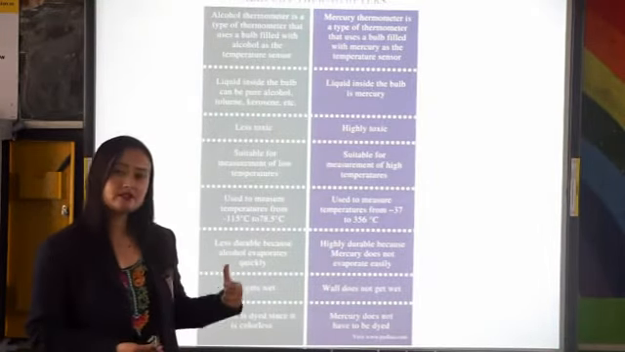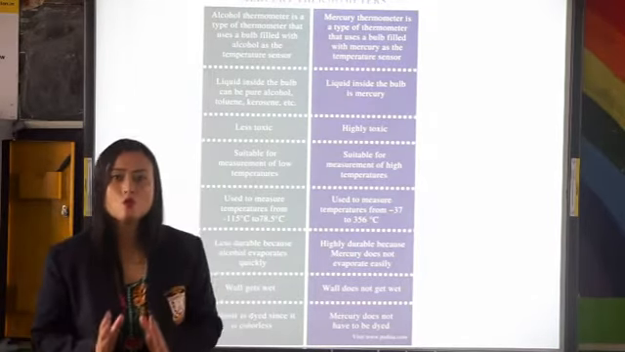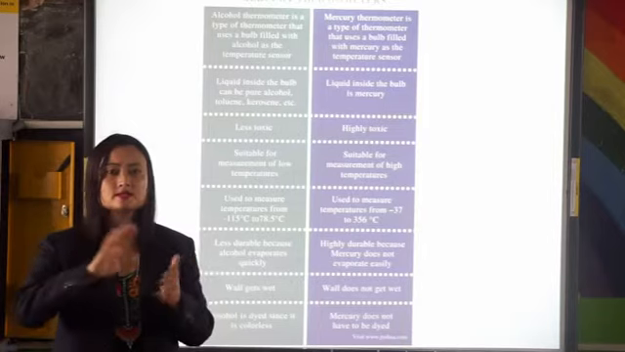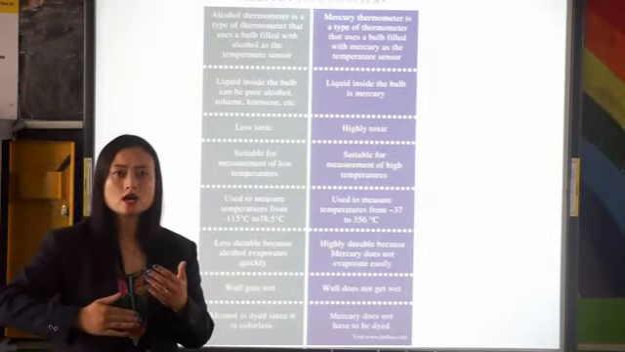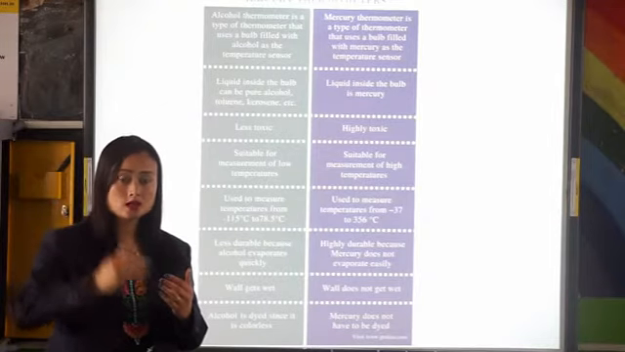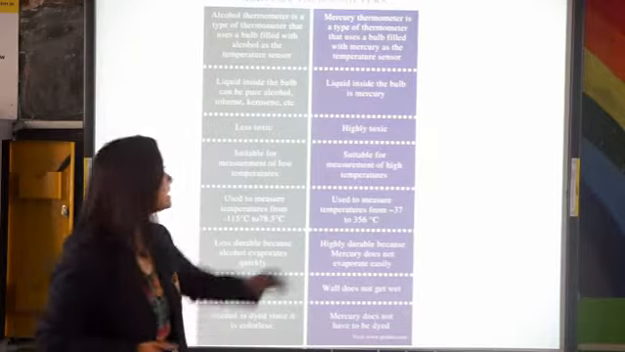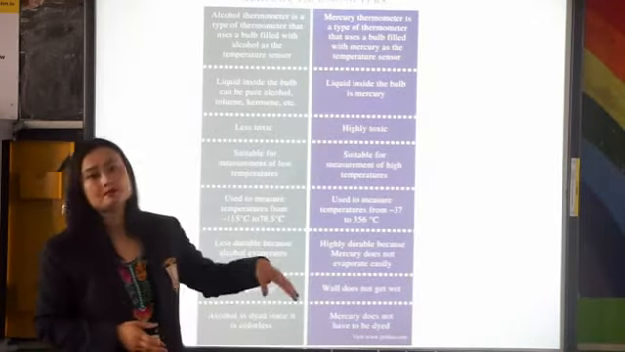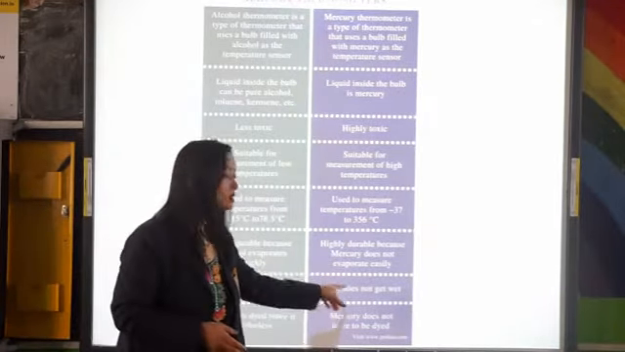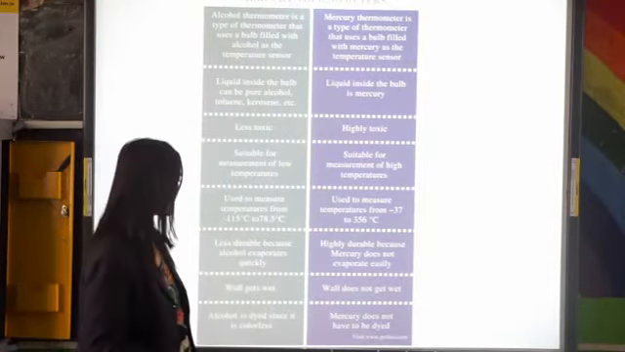And the other disadvantage of alcohol is that alcohol wets the wall of the thermometer. You can see that when the level of the alcohol comes down, some alcohol remains attached to the walls of the thermometer, whereas mercury does not stick to the wall. That is one advantage of mercury.